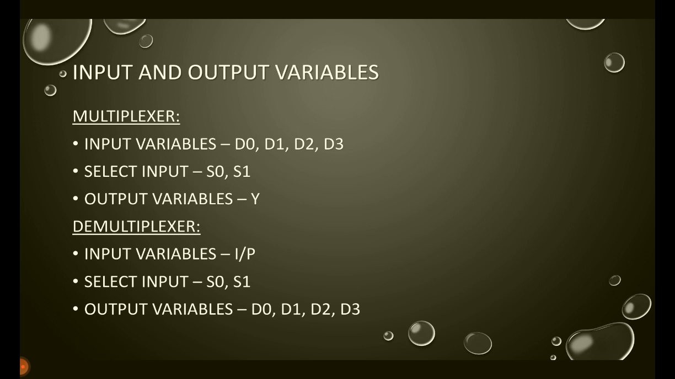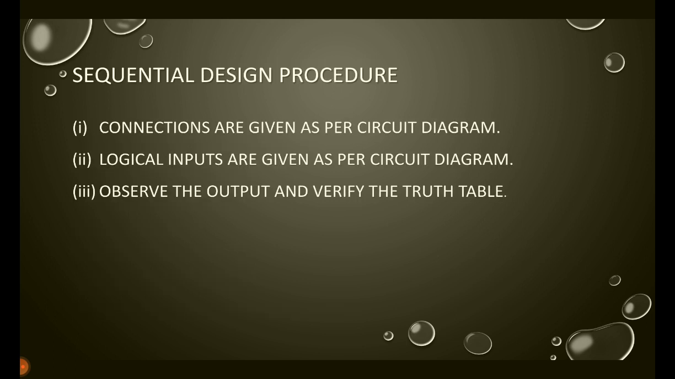Input and output variables. For multiplexer, input variables are D0, D1, D2 and D3. Selection inputs S0, S1. Output variable is Y. For demultiplexer, the input variable is 1, that is we consider it as input. And here also we have 2 selection input lines, S0 and S1. Output variables D0, D1, D2 and D3. Sequential design procedure. Connections are given as per circuit design. Logical inputs are given as per circuit design. Observe the output and verify the truth table.